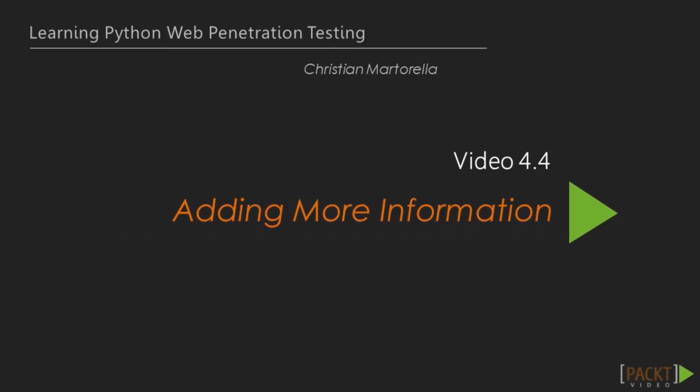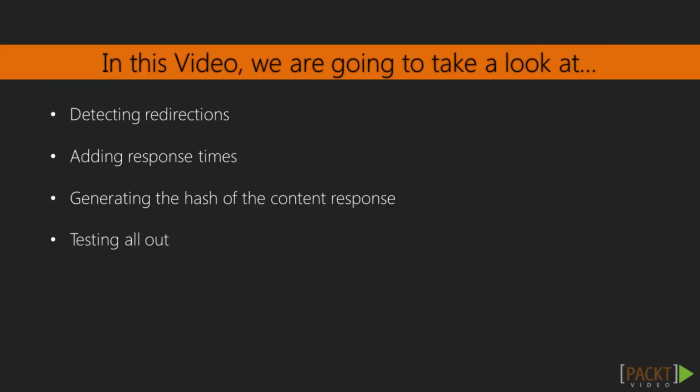Hi, and welcome to video 4 of section 4. In this video, we'll continue adding features to our bruteforcer in order to improve the detection and facilitate filtering. First, we're going to add the code that will detect if there was a redirection. Then we're going to add the time it took for the request-response transaction and the MD5 hash of the response. Finally, we're going to test the improved script.